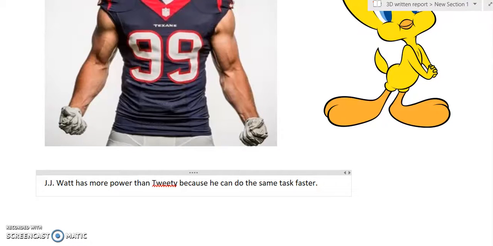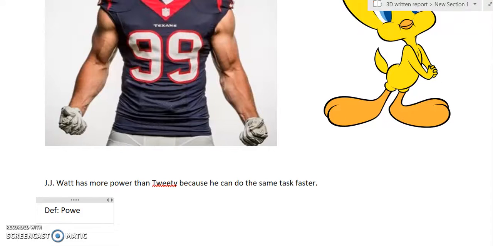Now, being faster is the key word over here. Turns out power is nothing more than how fast you can do work. So here's my official definition. Power is the rate at which work is done. But wait just a second. What's rate? Rate means how fast. So I'm going to put it in parentheses. How fast?